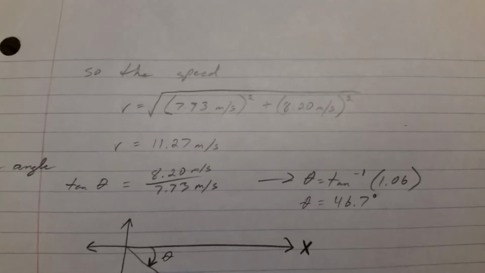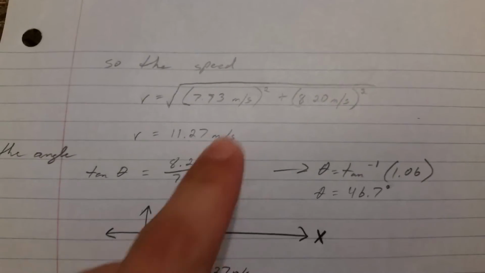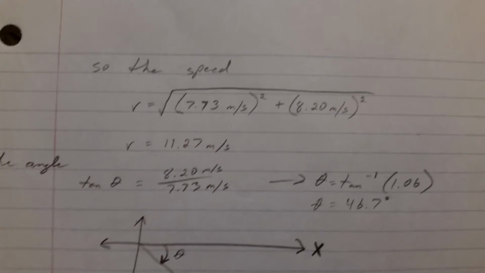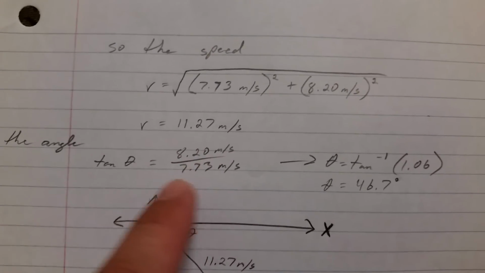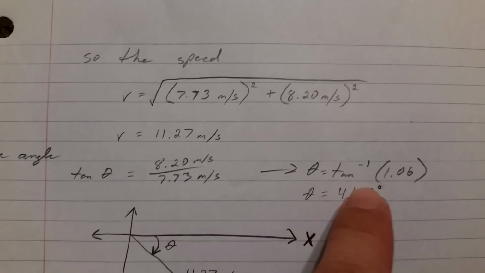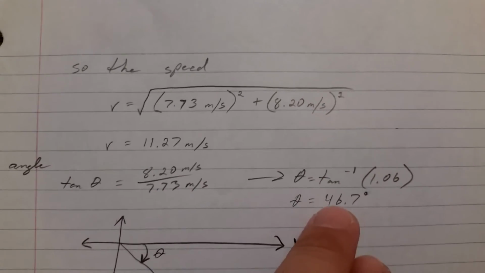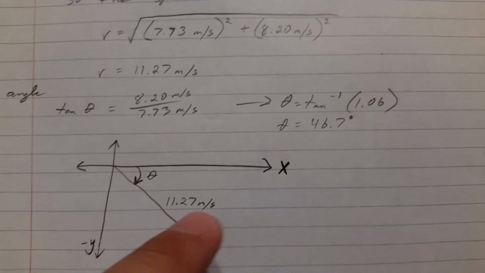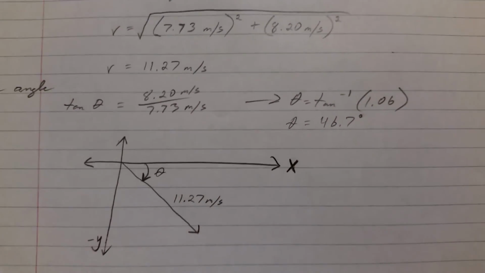So then let's look at what that's going to look like. We can use our Pythagorean theorem. We find out that the overall velocity is 11.27 meters per second, and that's going to be after they collide. To find the angle, we just need to take the inverse of what we found for the meters per second, and we find out that it's 11.27 meters per second at 46.7 degrees. So basically, like what we thought.